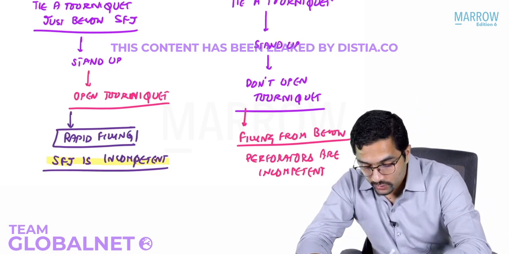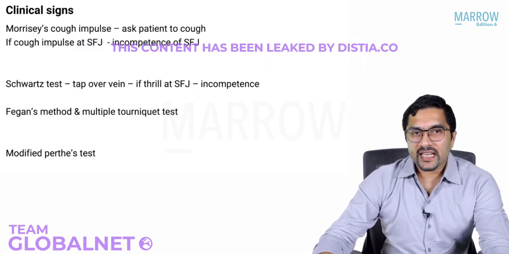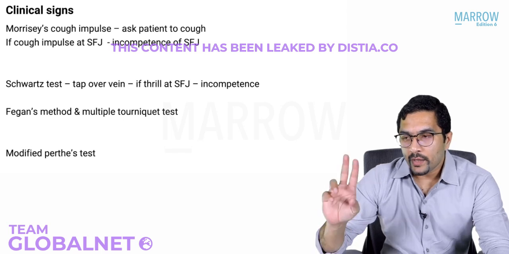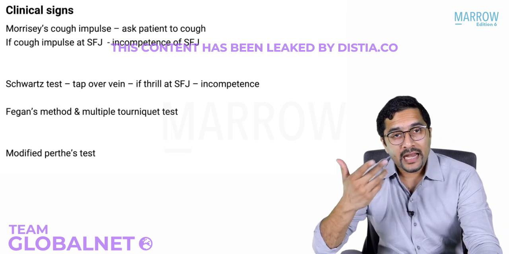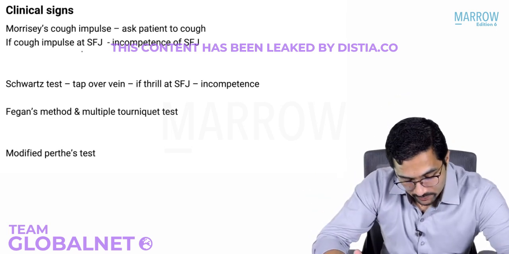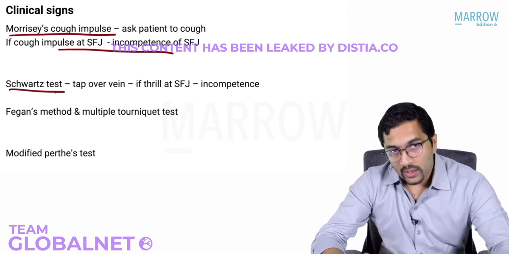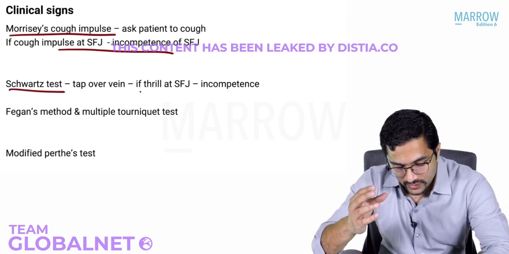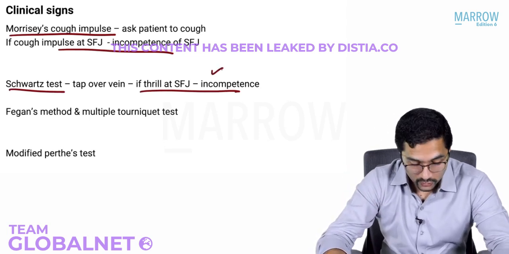I will show you a video to demonstrate these signs as well. You can have certain non-specific signs like Morris's cuff impulse, where you keep your fingers on the saphenofemoral junction. You ask the patient to cough, and if you feel a thrill there, then that means there is incompetence of the saphenofemoral junction. Schwartz test is when you tap over the vein, and if you feel a thrill at the saphenofemoral junction, then it denotes that there is incompetence.